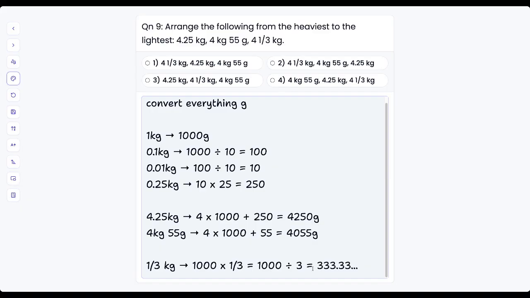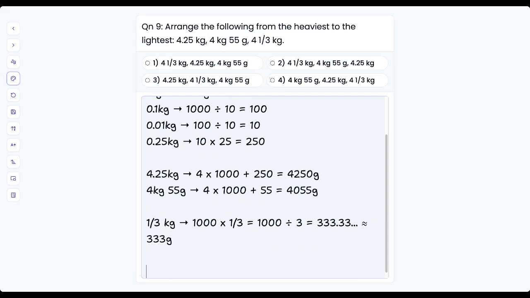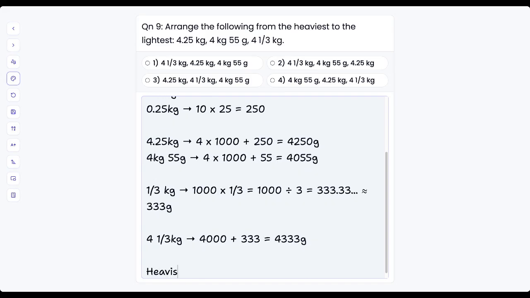Okay, so we're gonna round this up to, let me put a curly brackets to this. Okay, and we're just gonna round this up to 333 grams. Okay, so in this case, 4 1/3 kilogram is equal to, same thing, 4000 plus 333 equal to 4333 grams.